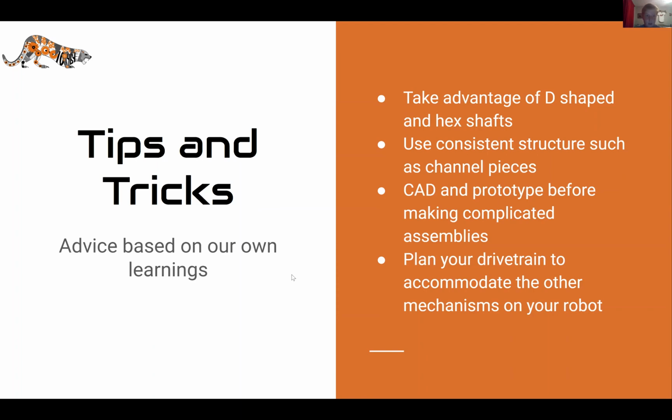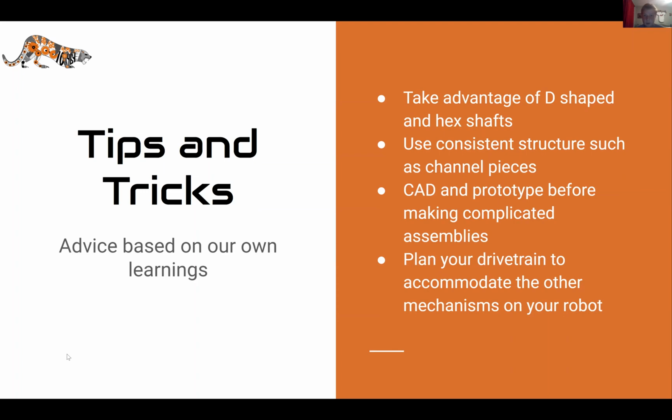So here are some tips and tricks, some advice based on our own learning. D-shaped and hex shafts are probably the best shafts to use when you're constructing your robot, because there's a lot less chance of shaft collars slipping and stuff.